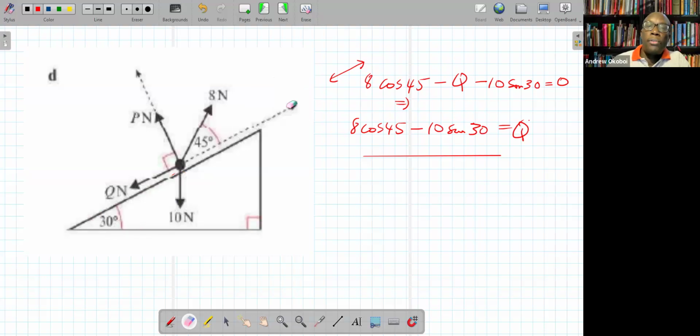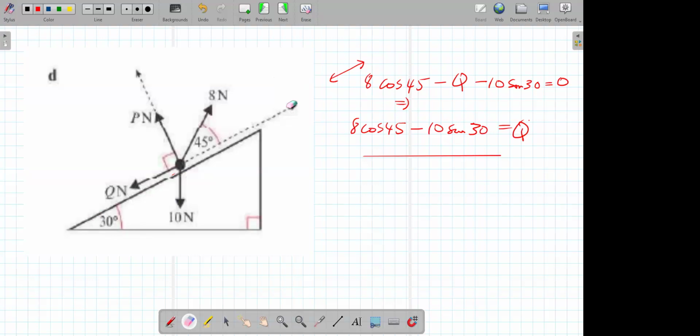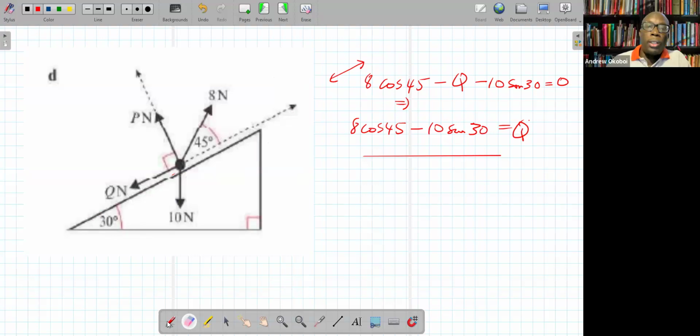Are we okay so far on this? We've understood what we're doing here? Yeah. Okay, let's now do the perpendicular one, which is like this usually. Perpendicular to the plane like that. Now, this force here, this 8 is going to go up here. So that would be 8 sine 45, because I'm moving away from that 45 angle.